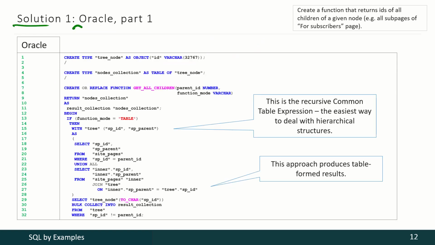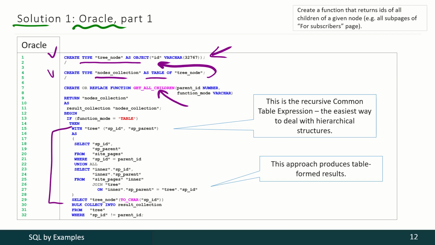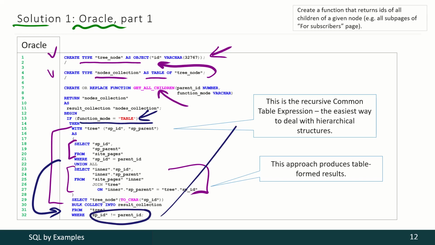And in the solution for Oracle, we shall follow the Microsoft SQL Server approach. First, we have to make several preparations. We have to create a data type to store one single element, one single ID. And then we have to create a collection, a table of those elements. And then we may proceed with the function creation. And inside the function, we are following exactly the same approach with a recursive common table expression. Here is the initialization part, and here is the recursive part. And then we have to check the final result representation. If it is a table, we only have to select all data from that common table expression except for that starting node according to the task.